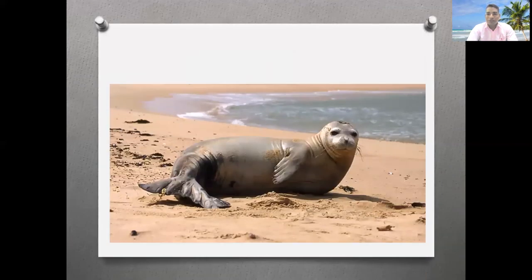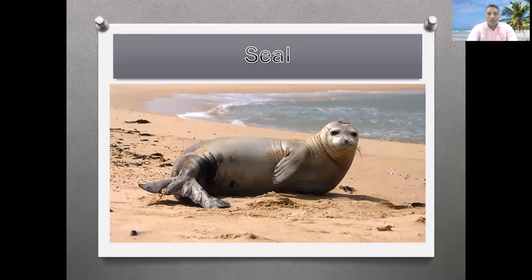Next. What picture is this? Do you know? Yes, if you don't know, I will show you. This is seal, S-E-A-L. This animal is seal. I don't have a lot of knowledge about this animal, whether it is good or bad. But if you see that, I think this is dangerous. Its mouth is very dangerous.